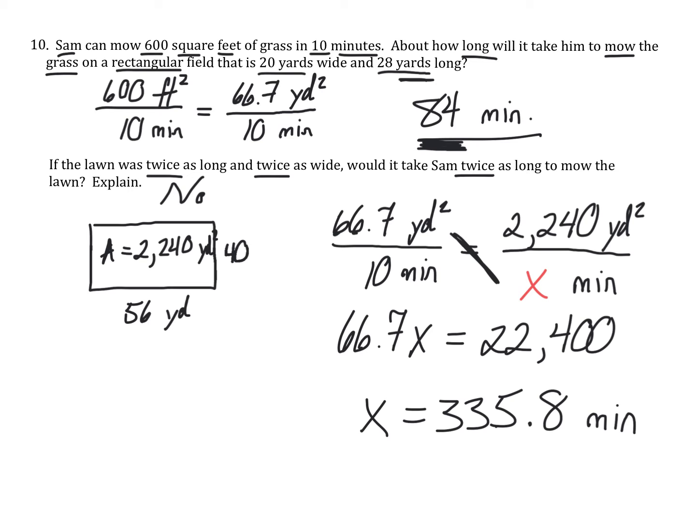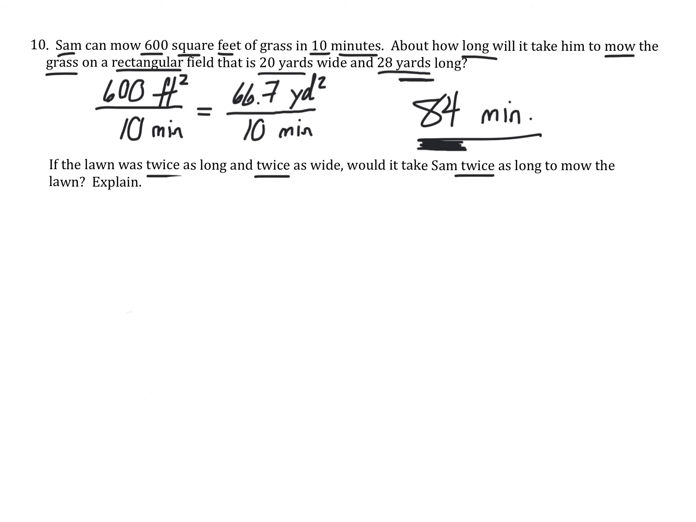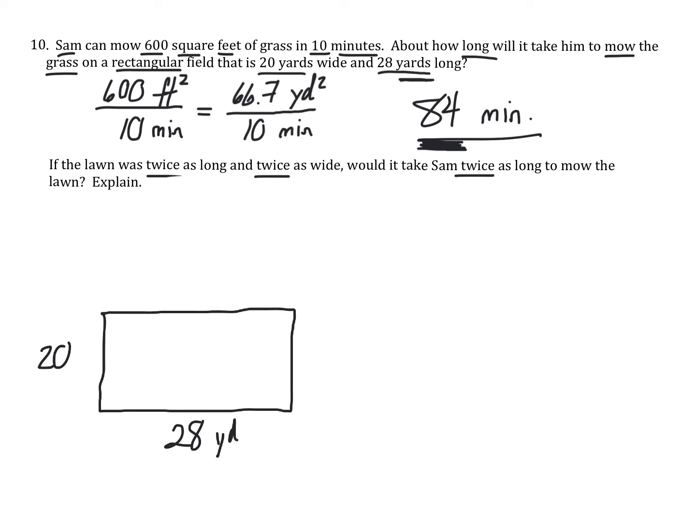Now I want to take another look at solving this problem without having to go through all the math. Now let's start off and think about our original lawn that we had to mow. So if you remember, that was 20 by 28 yards. Now in this case, it took me 84 minutes to mow this section right here.